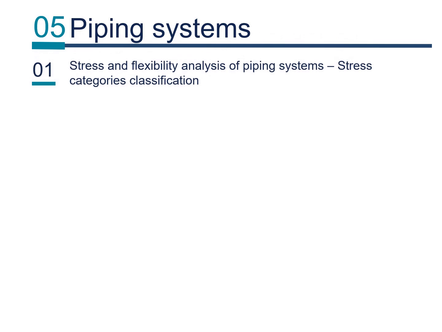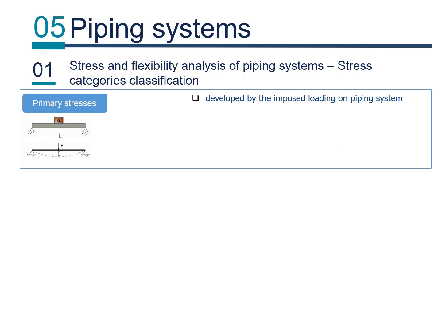The major stress categories are primary stresses. These are developed by the imposed loading and are necessary to satisfy the equilibrium between external and internal forces and moments of the piping system. Primary stresses are not self-limiting. The most frequent primary stress is the one produced by weight, and they are non-self-limiting.